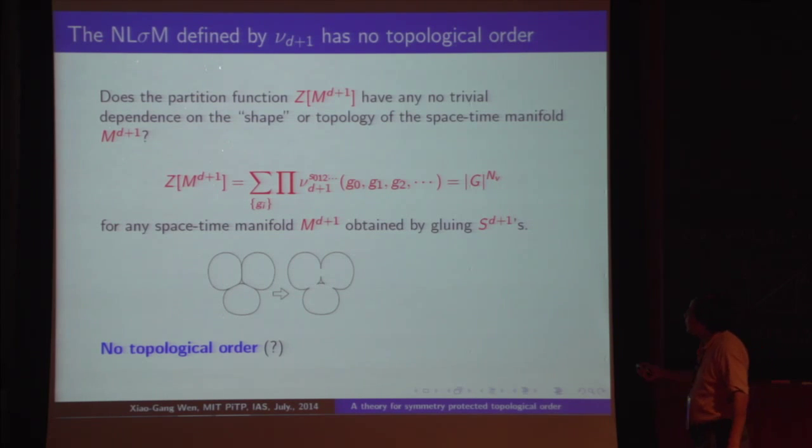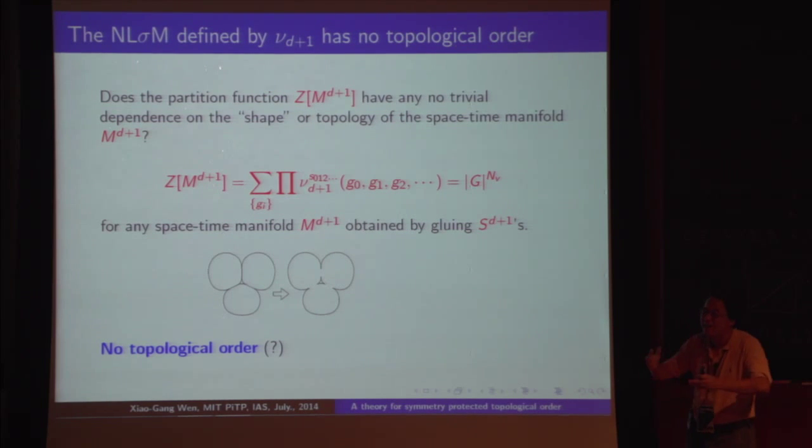So how do we compute the partition function on any space-time manifold? For this topological nonlinear sigma model, it is extremely easy. Because if this space-time manifold is closed, then for every path in the path integral, the amplitude equals 1.